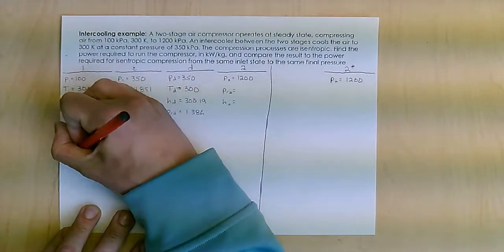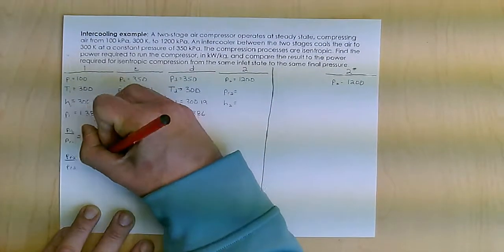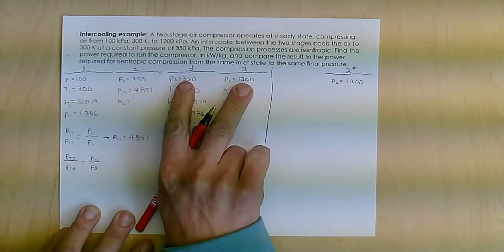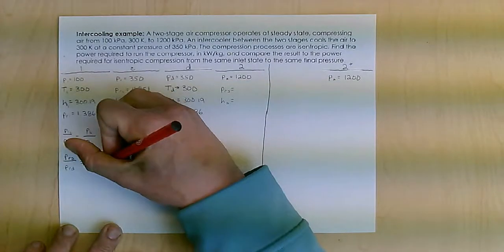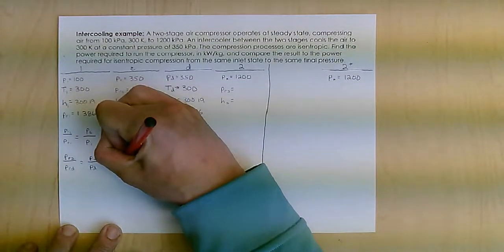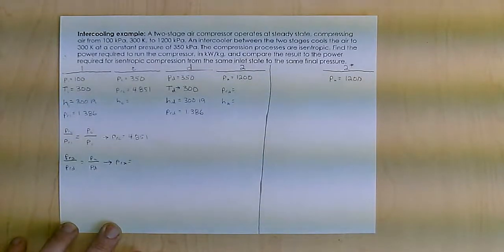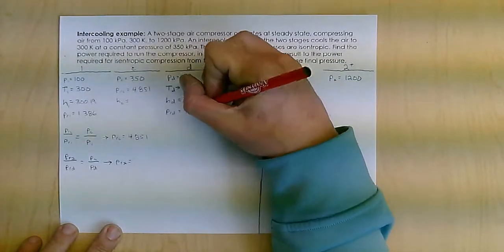Where I know PR2 over PRD equals P2 over PD. Now I know my actual pressure ratio, and I know my relative pressure at D. I can use that to find PR2, where PR2 is going to actually be 4.752.